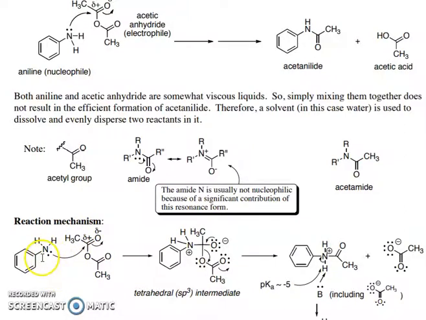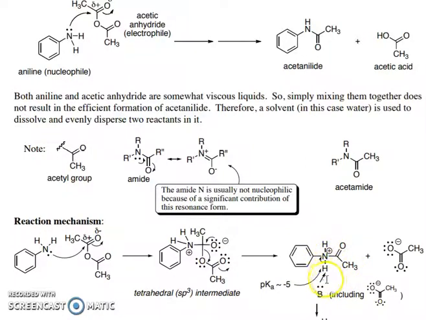This lone pair of electrons attacks on this carbon. Now this carbon is the electrophile, this is the nucleophile. And then you can see the formation of this tetrahedral sp3 intermediate. This carbon is attached with four groups: carbon oxygen, carbon carbon, carbon nitrogen, carbon oxygen. Then you can see now the COCH3 group is attached with the N.